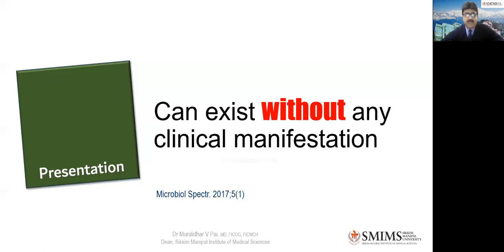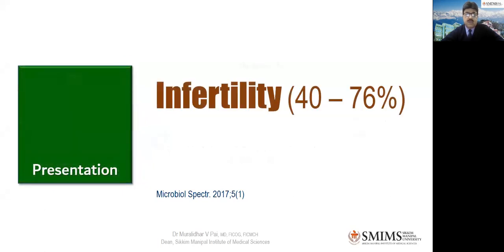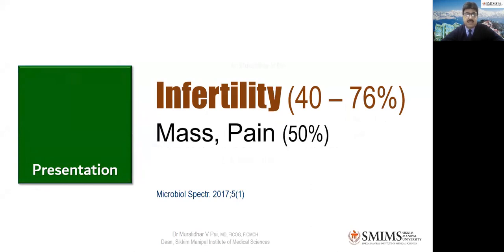Sometimes it may be menorrhagia. Sometimes it will go to the other extreme of amenorrhea when the endometrium is totally destroyed. But in some patients, there won't be any manifestations. And by the time you detect genital tuberculosis, it will be very, very late. Those who present mainly as cases of infertility, 40 to 76% of the cases. Others may come with a tumor mass, and because of the stretching, there can be pain.